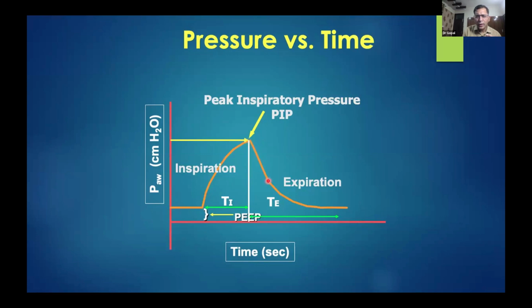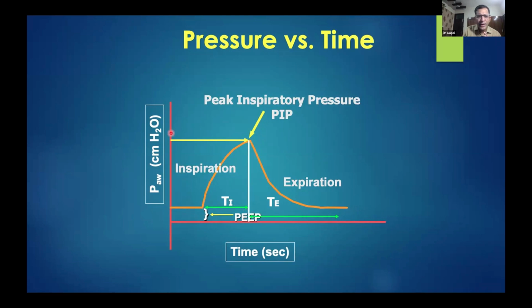It will go down in a descending manner. Similar to the volume time curve, this is inspiration, Ti, and from this point, from the peak to the complete expiration, is the Te. So again, in the time graph, we can see this is Ti and this is Te.